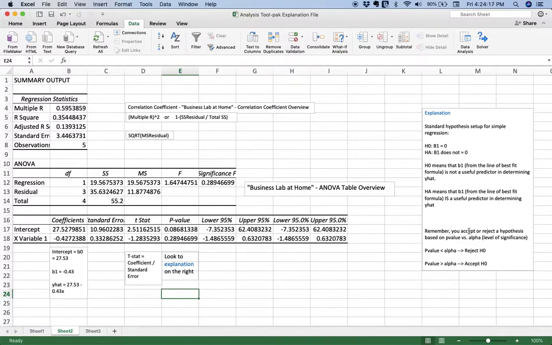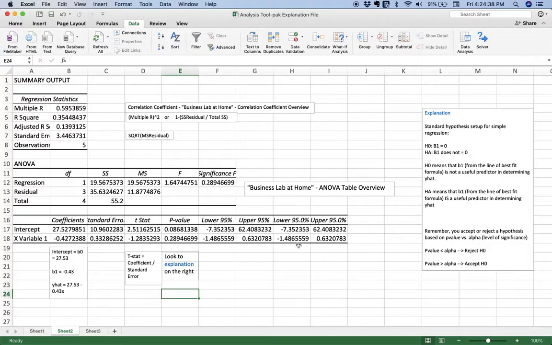So remember that you accept or reject your hypothesis based on your p-value versus your alpha, which is your level of significance. That should be given to you if you're working through a statistics problem. If it's not, the general rule of thumb seems to be that you just say it's 0.05, and that's going to be your level of significance.